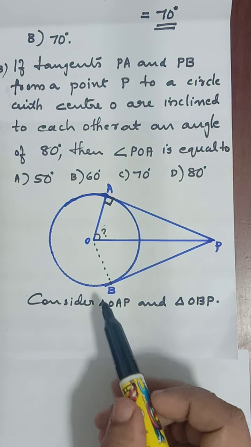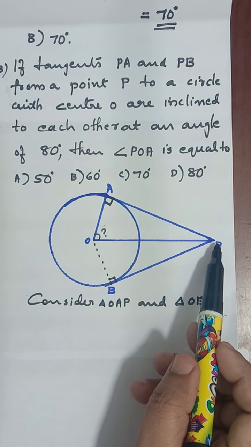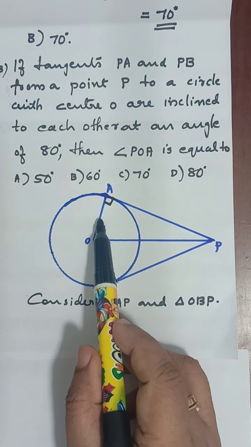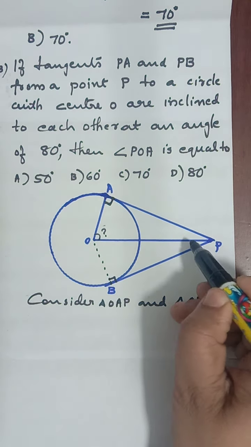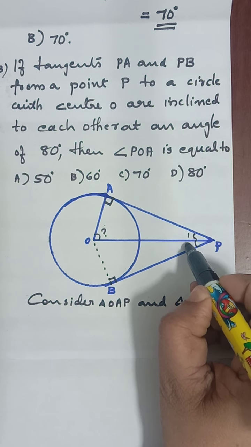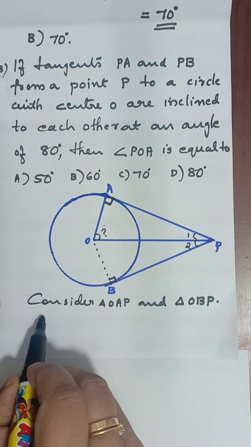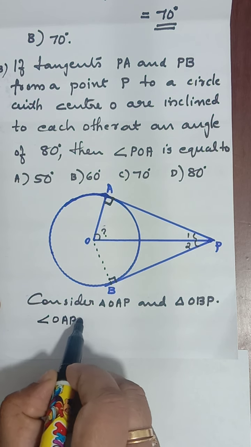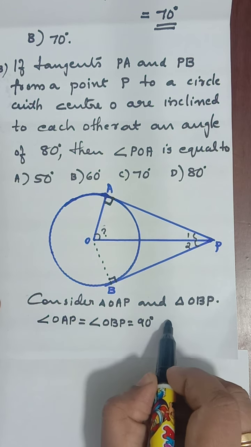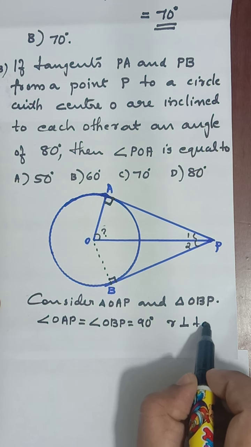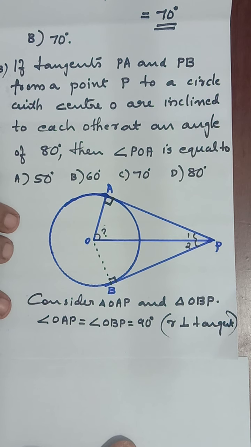Are they congruent? Both are 90 degrees. Then hypotenuse common, and corresponding side OA and OB are equal also. Therefore, we can say that angle 1 is equal to angle 2. That is how we can. So here we will say right angle, that is angle OAP equal to angle OBP equal to 90 degrees, radius perpendicular to tangent. That is the reason.